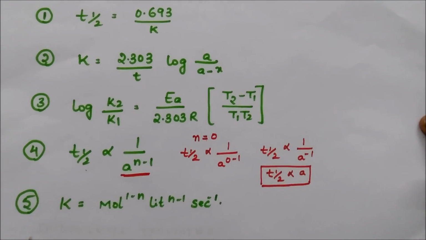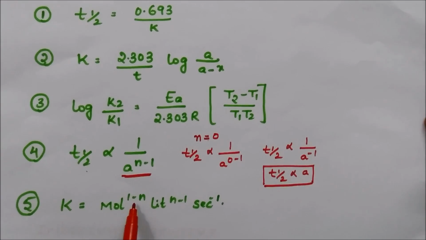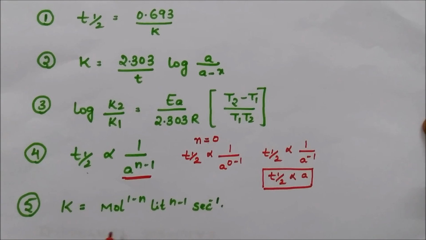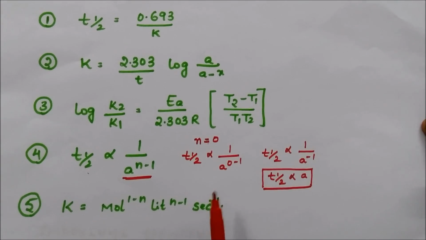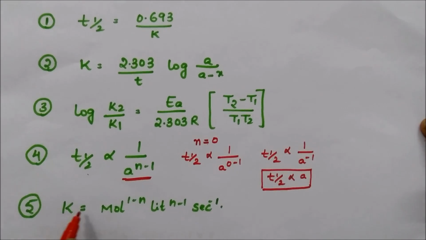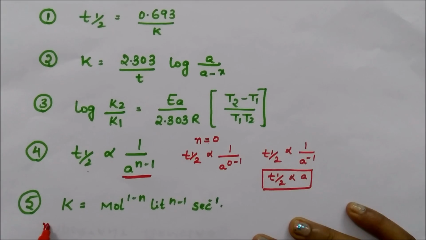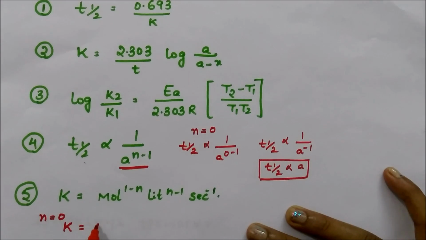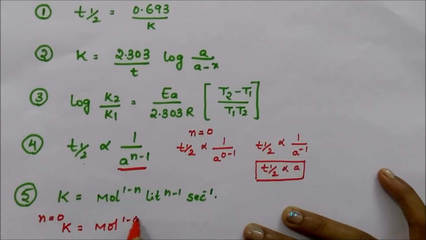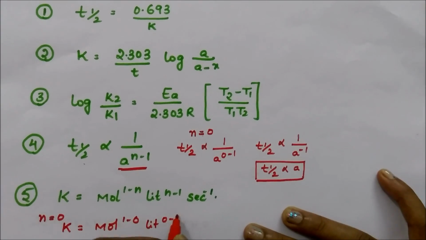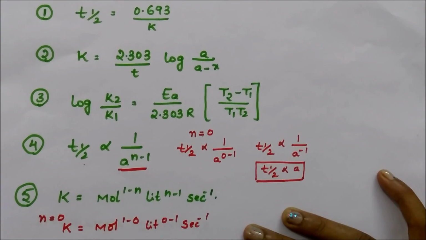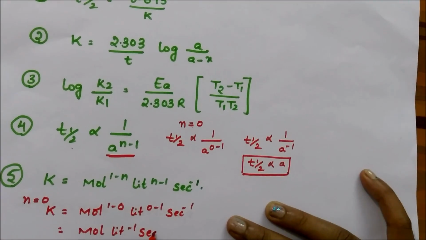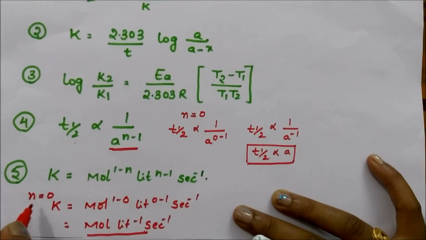Coming to the fifth formula, K is equal to mole 1 minus n liter n minus 1 second inverse. This formula is useful to find the units for zero order, first order and second order. For zero order, what is the n value? 0. Then substitute this 0 in this formula. Then rate constant K is equal to mole 1 minus 0 liter 0 minus 1 second inverse. Then you'll get mole 1 liter inverse second inverse. This is the unit for zero order.